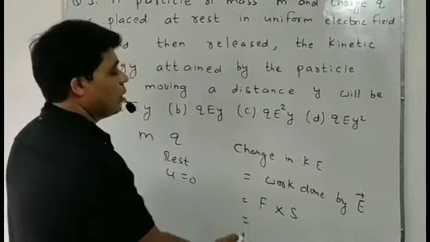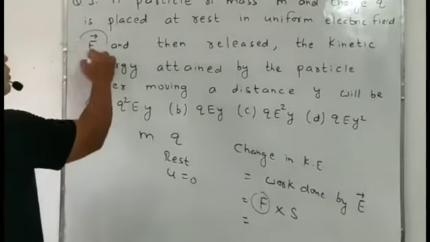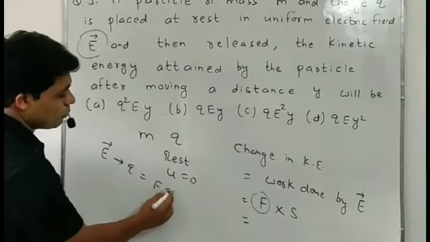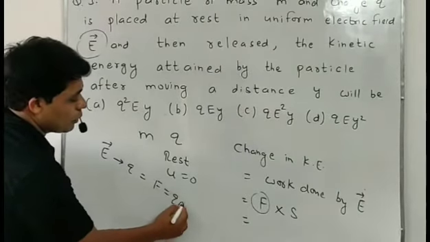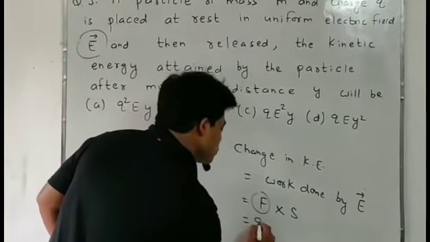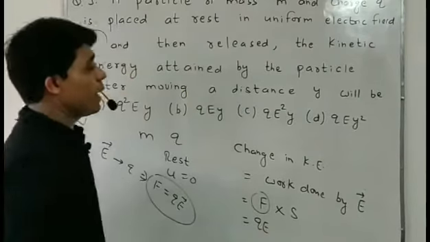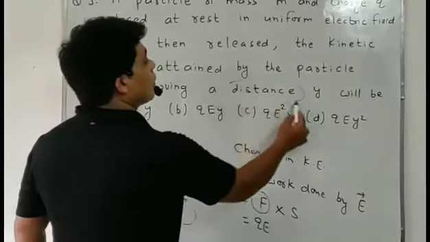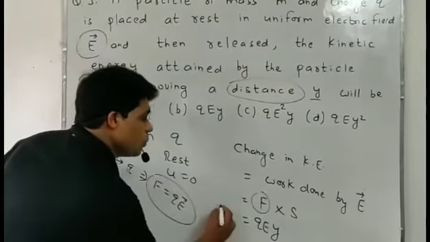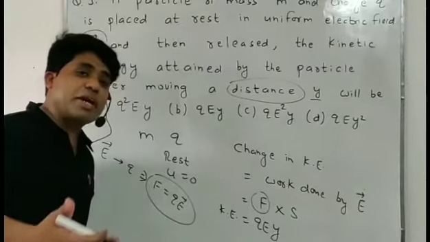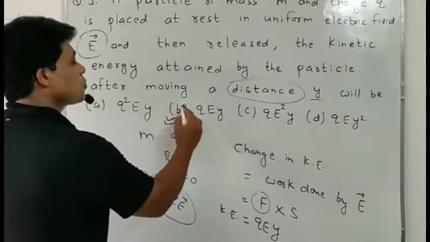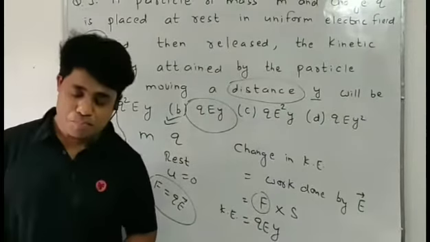Here we know that an electric field always exerts a force on a charged particle, that is F equals QE. Okay, that is called electrostatic force. So here I'm going to write F equals QE, and as the distance we are given Y. So S is replaced by Y. So what should be the change in kinetic energy, or the increase in kinetic energy? QEY. So QEY, which one is the correct option? B is the correct option.